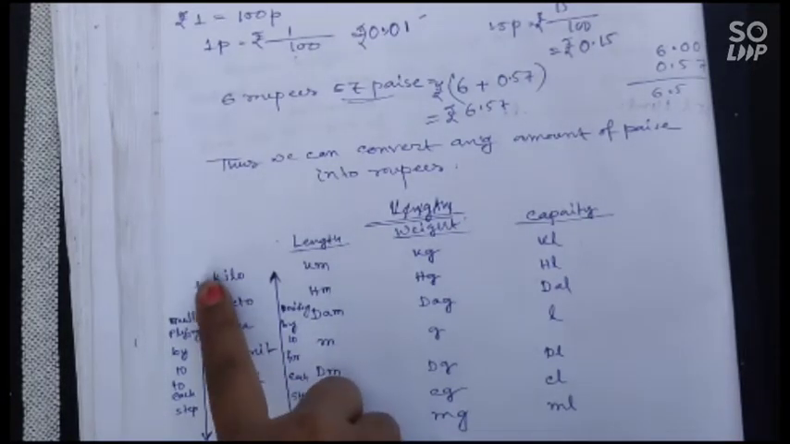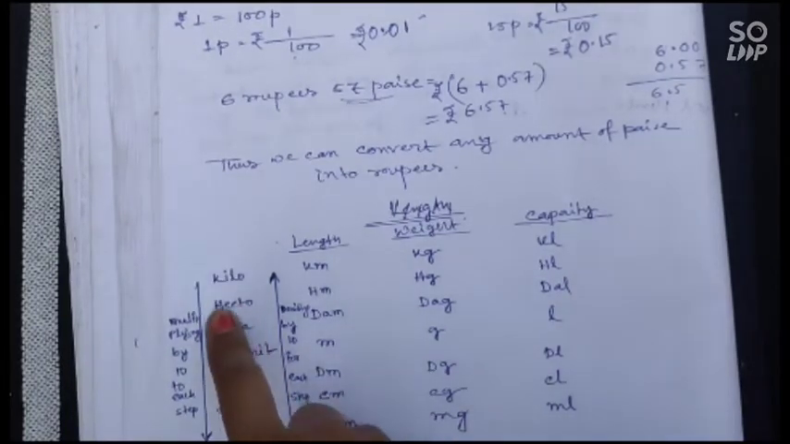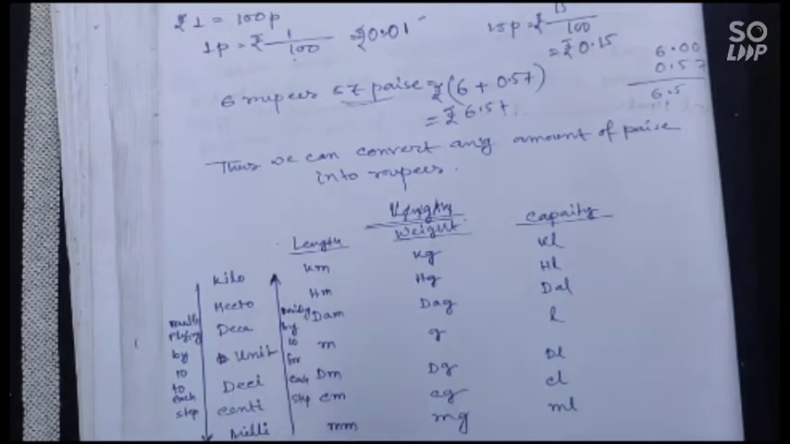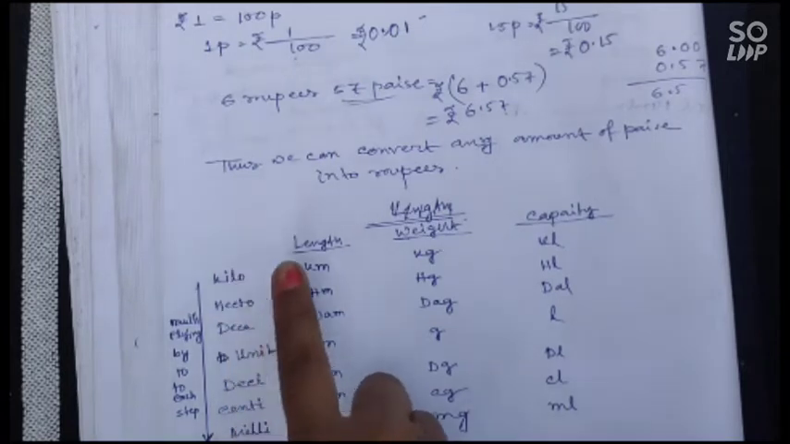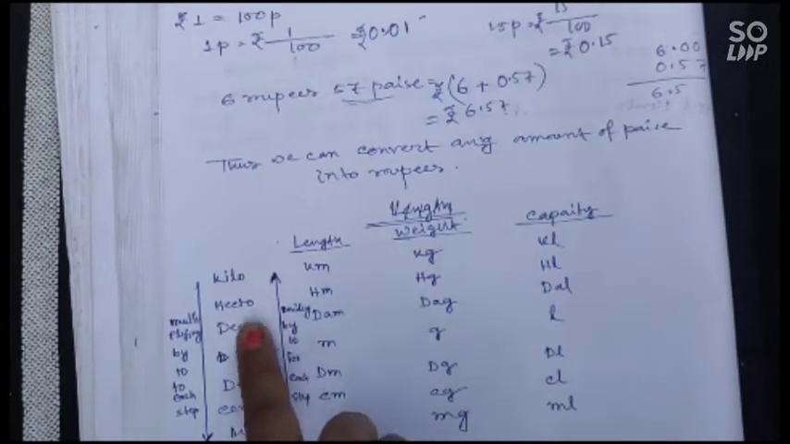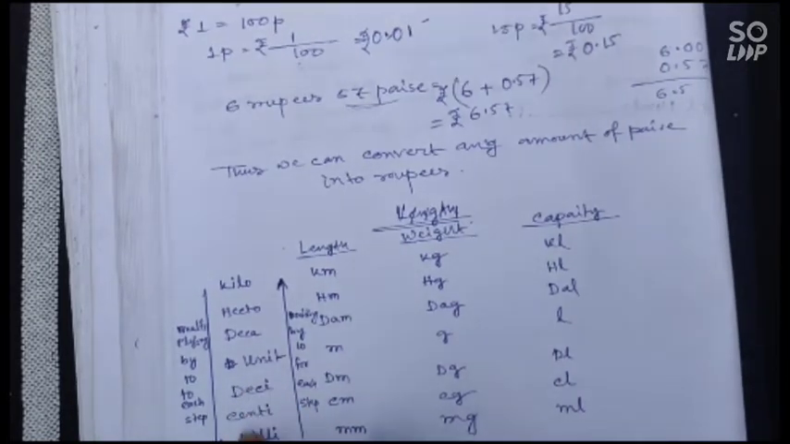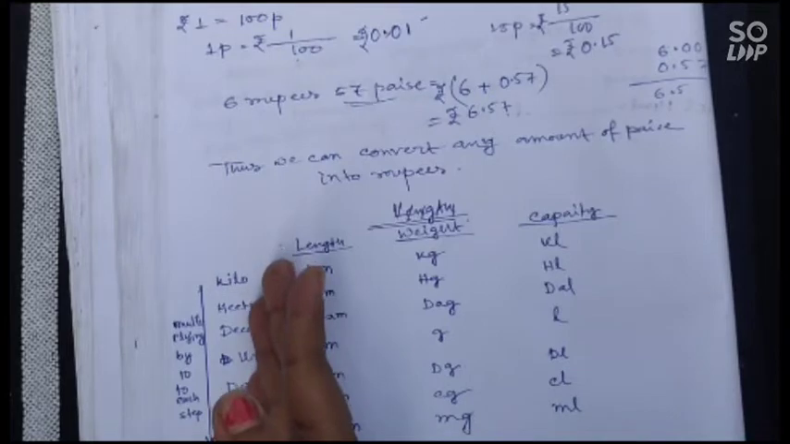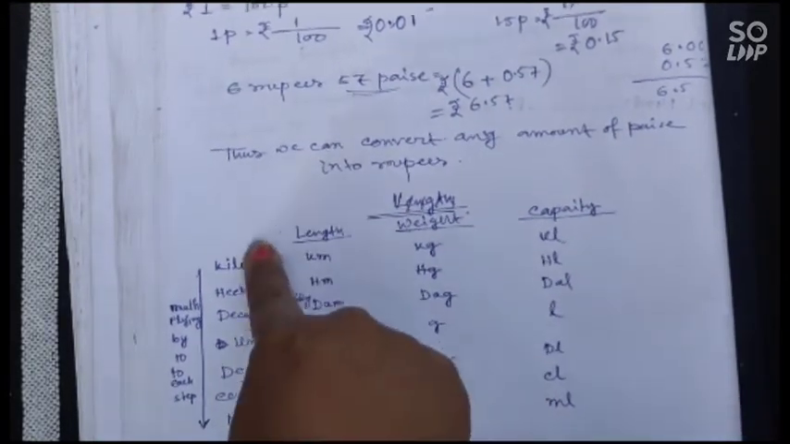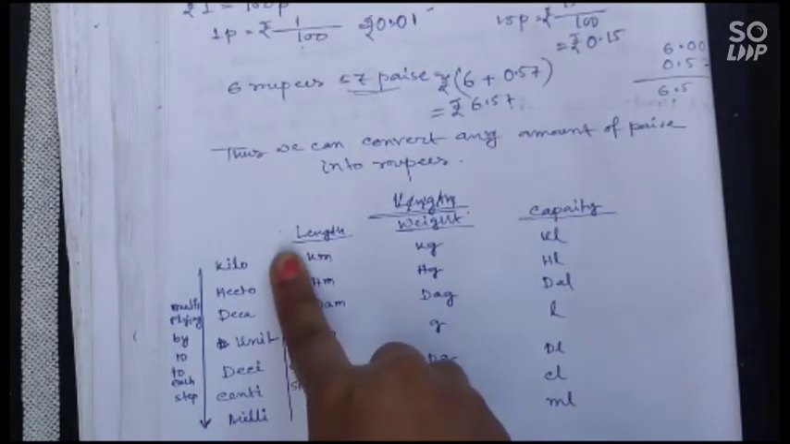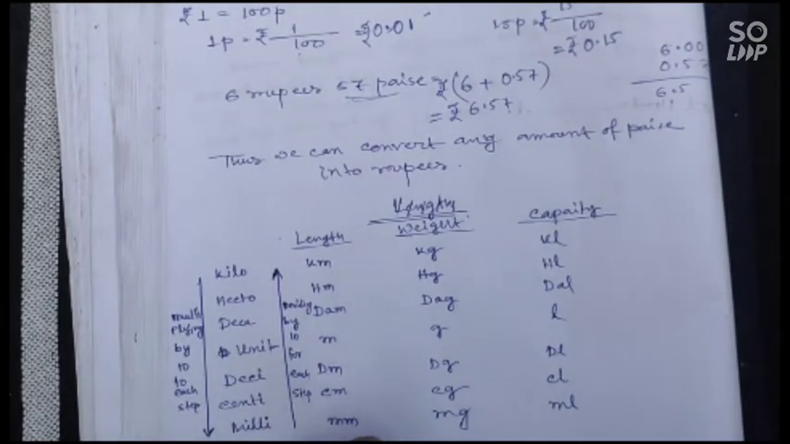When we go from up to down, the value will decrease. Kilo is greater than hecto. Hecto is greater than deca. Deca is greater than unit, and unit is greater than deci. Deci is greater than centi. Centi is greater than milli. And when we go to the upper side, from milli to kilo, the value will increase. This will decrease and this will increase.